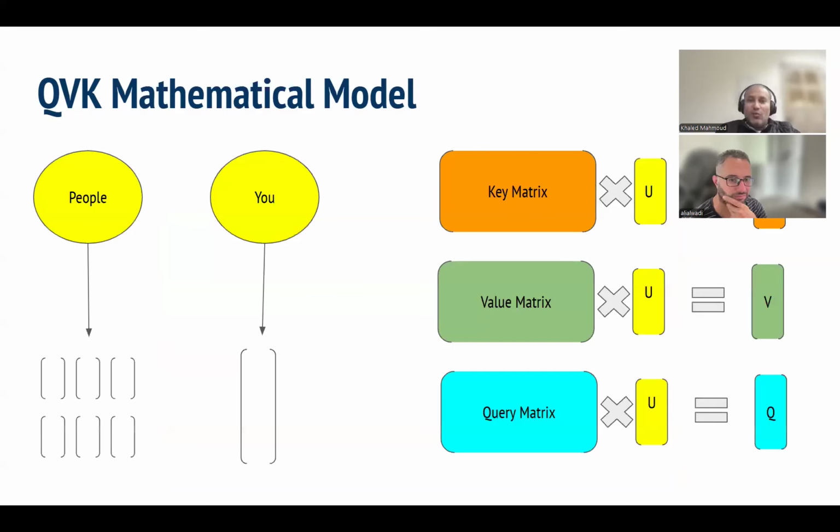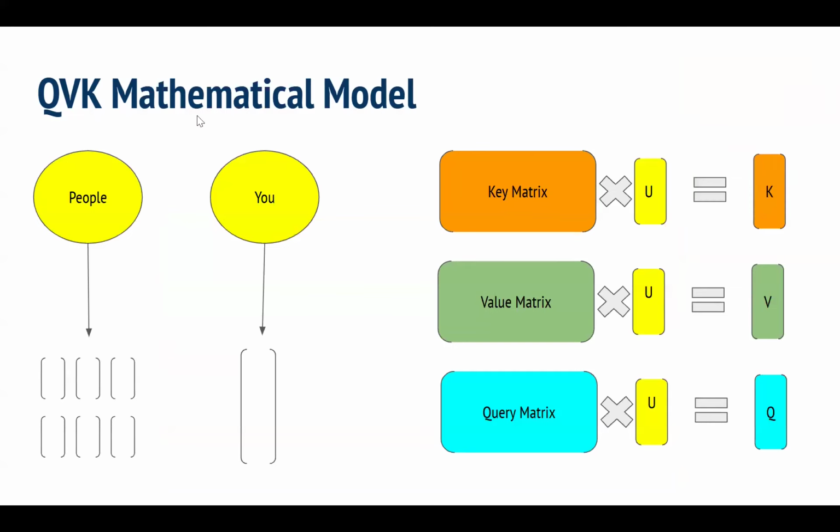So let's see how we can model this QVK model mathematically. Basically, we already said in the previous lecture that everything can be seen as a vector. You as a vector, I am a vector. The people around you can be seen as vectors. And the key, your key, which is your current status in the life aspect, also is a vector. The value is a vector, and the query is a vector.